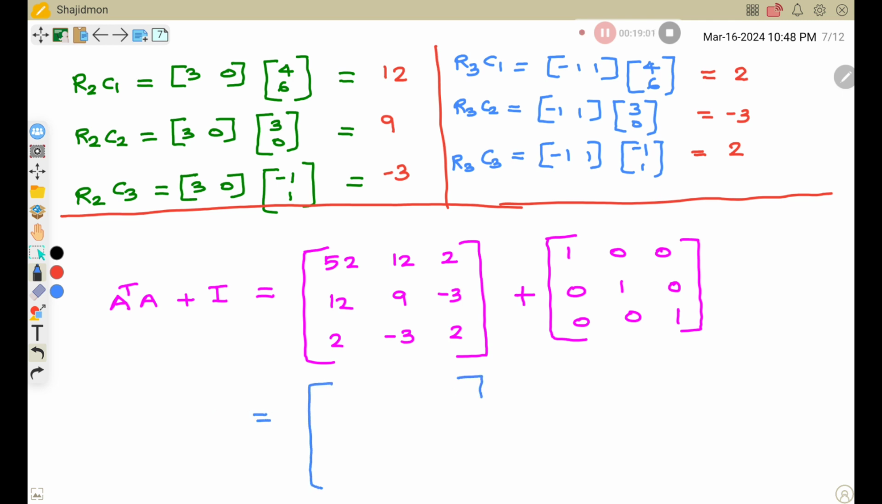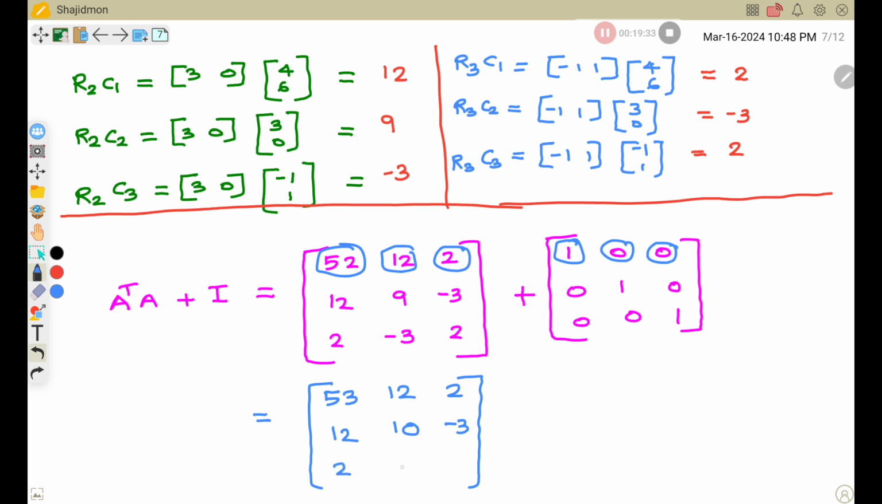We know how to add two matrices. Adding means the first number adds with the first number. 52 plus 1, that is 53. Then second number with the second number, 12 plus 0, that is 12, same. Third number with the third number, 2 plus 0, that is 2. Then next row, same: 12 plus 0 is 12, 9 plus 1 is 10, minus 3 plus 0 is minus 3. And third row: 2 plus 0 is 2, minus 3 plus 0 is minus 3, and 2 plus 1 is 3.